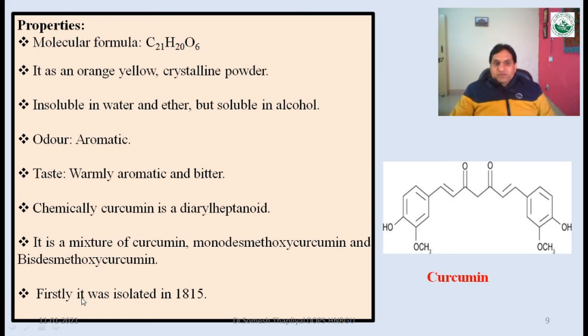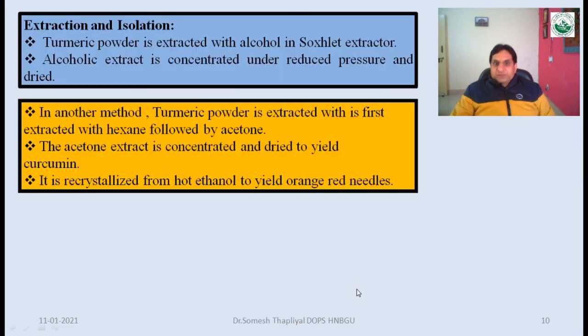And it was first isolated in 1815. In 1815 curcumin was isolated for the first time. So it is all about the properties and chemistry.